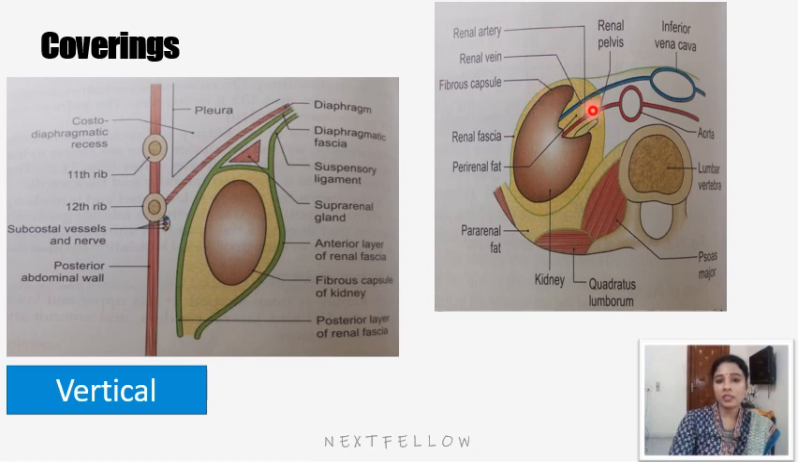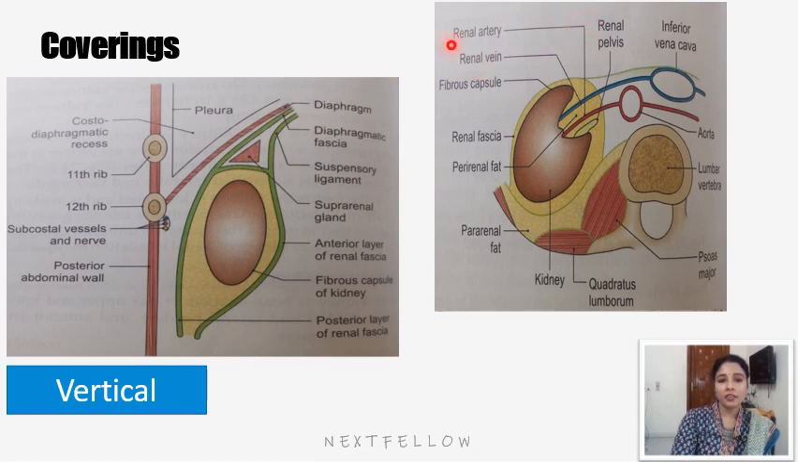The two layers enclose the suprarenal gland. These two layers, the anterior layer and posterior layer, form a separate compartment for the suprarenal gland. So we can see that the kidney is completely separated from the suprarenal gland because of this renal fascia.